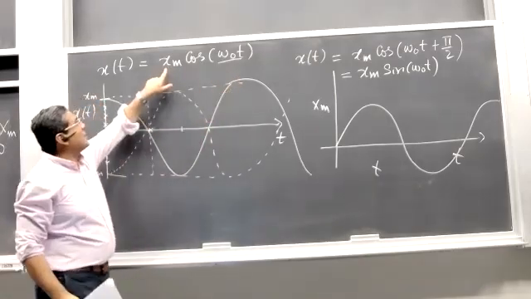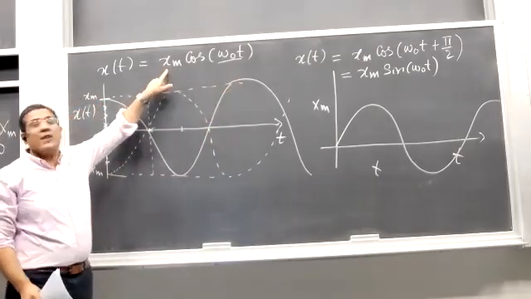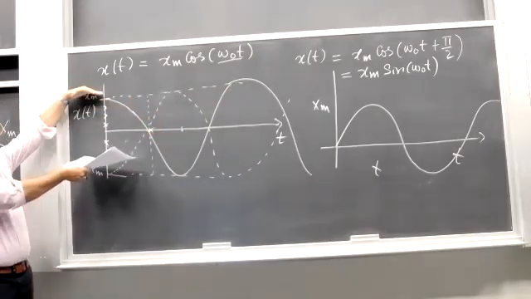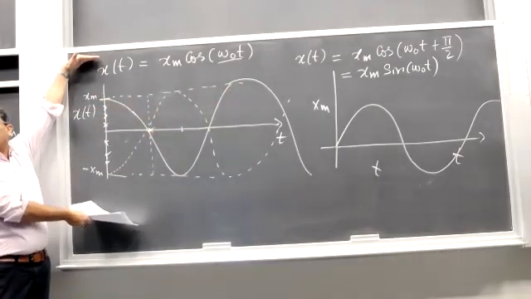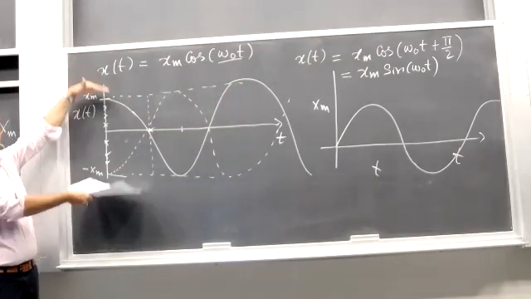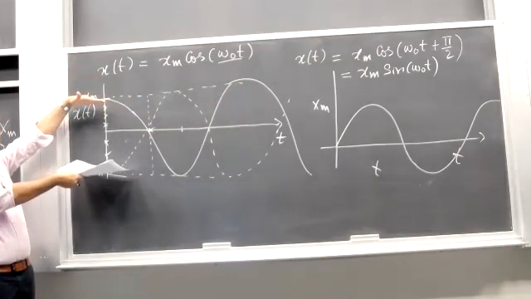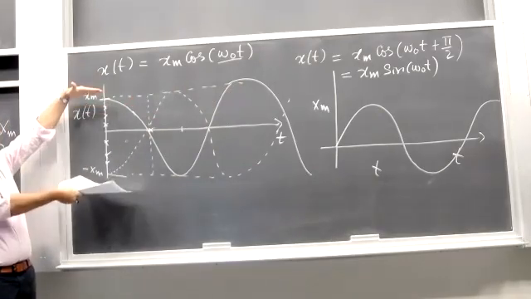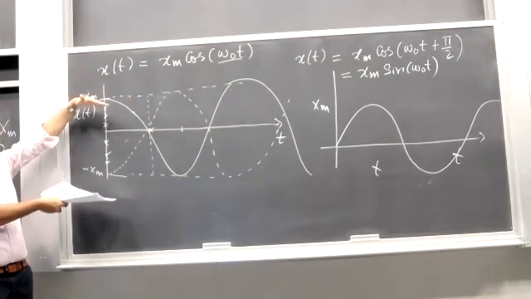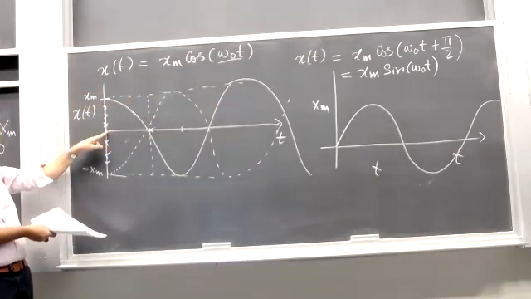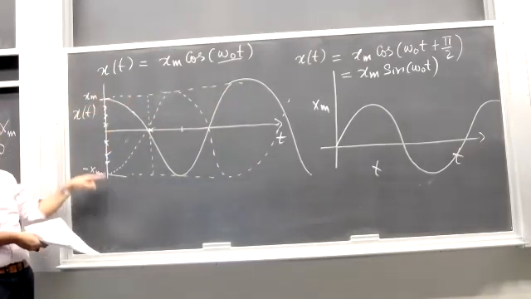Now look at xm. If you make xm bigger, these oscillations would be bigger. And if you make xm smaller, the domain would be larger or smaller. And that is basically the amplitude, how far from the 0 position it goes above and below.